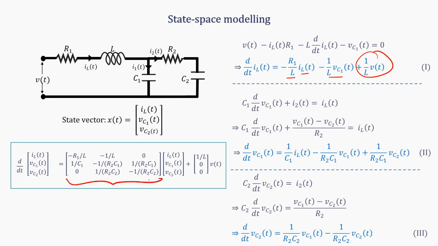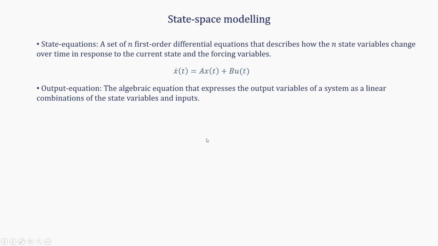So, this is your A matrix, a 3 cross 3 matrix, and this is your B matrix when you have taken this as the state vector. As an exercise, you can take this as the state vector and check what the differential equation will be, because all the equations are already there, you do not have to do much. So this is what our state equation looks like.